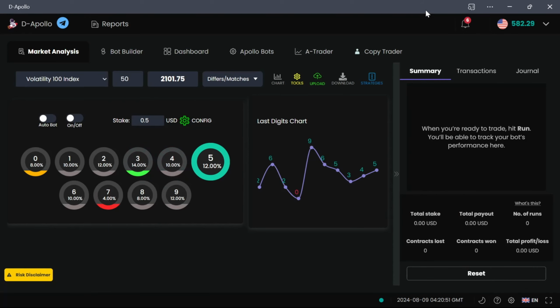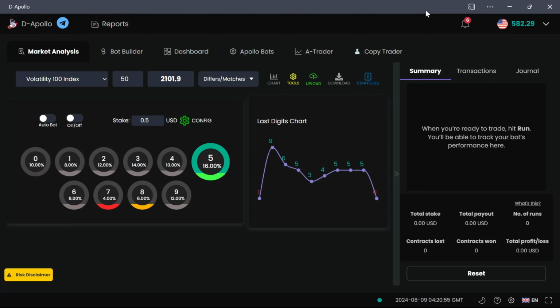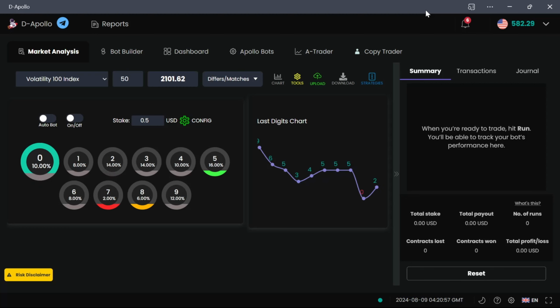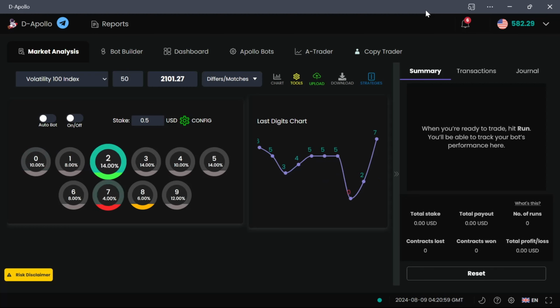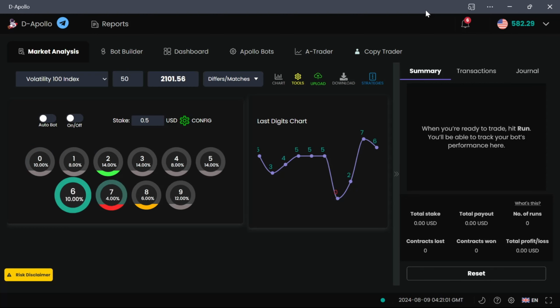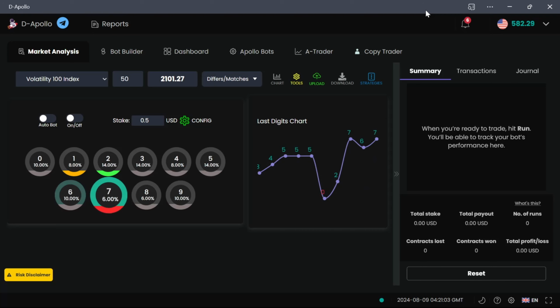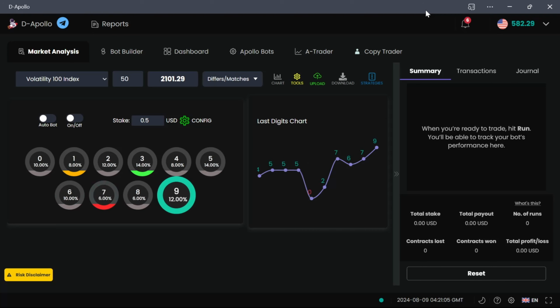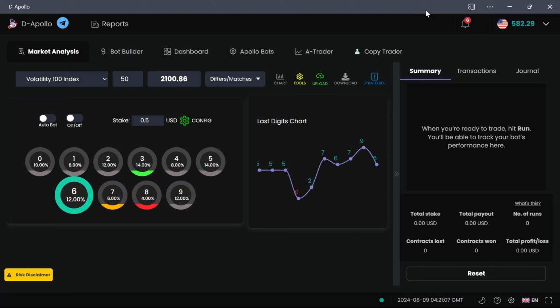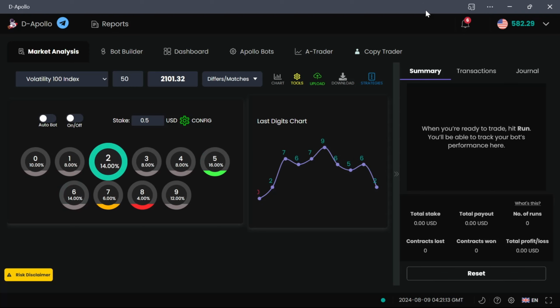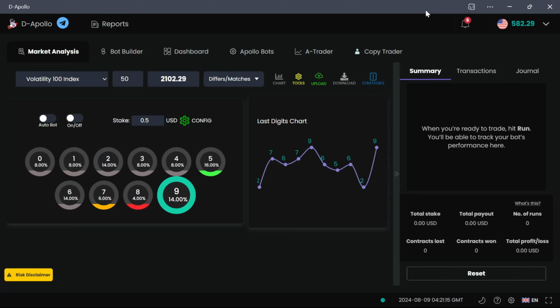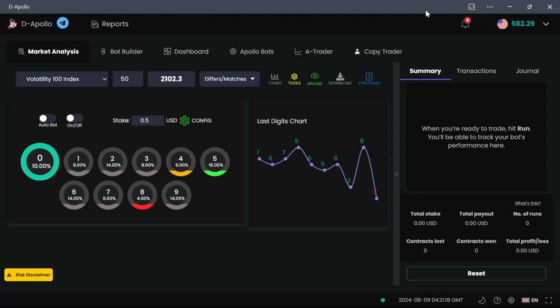So today you're going to learn about the LDP tool. Basically, the LDP tool is a tool that enables you to trade the digits market: even odd, over under, and differs and matches. In this tutorial, I'm going to show you all about LDP, how you can use it, how you can identify patterns, and how you can trade it on our platform.